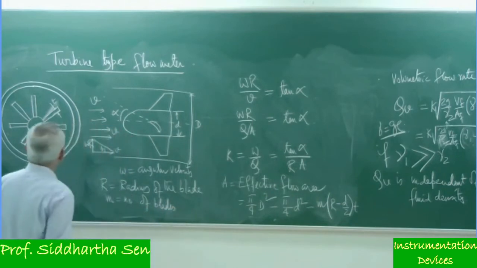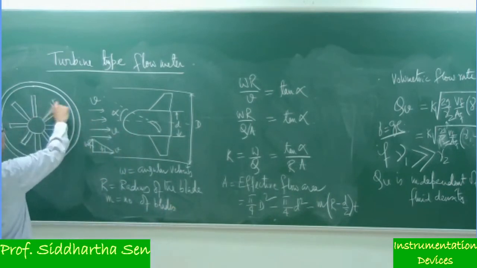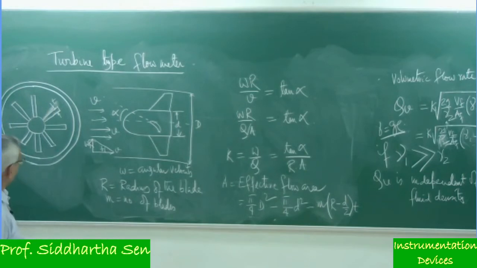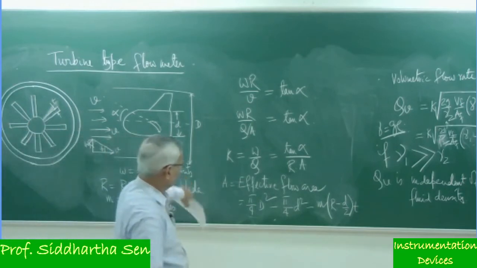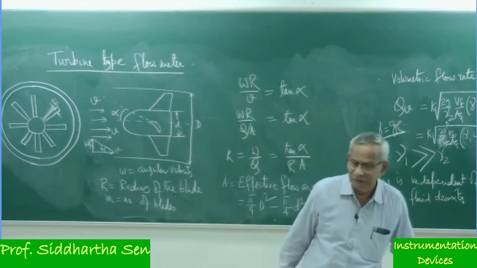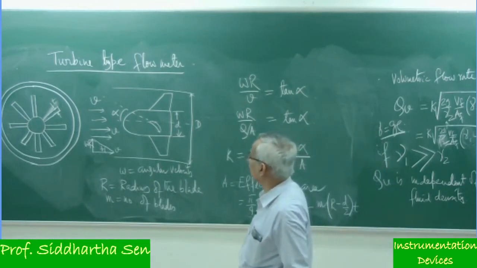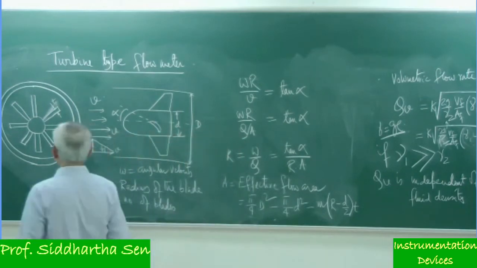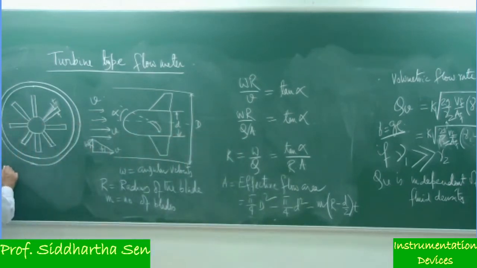So if this is m number of blades, each one we can consider as a rectangle. And what is the area? That is basically r minus d by 2. So with all the things known, definitely we can calibrate the turbine type flow meter. So we need to measure the speed of rotation. Can you suggest a technique, how can you measure the speed of rotation?